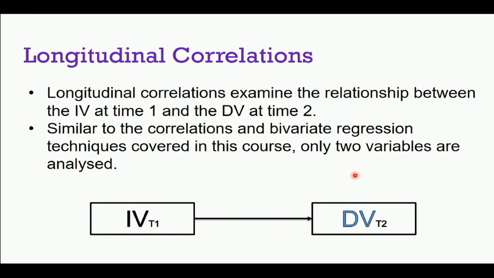Okay, now the other thing we can do, aside from a simplex design, is have a look at longitudinal correlations. So longitudinal correlations examine the relationship between the IV at time 1 and the DV at time 2. A simplex design is the DV at time 1 and the DV at time 2. Longitudinal, we're looking at the effect of the IV now on the DV. So similar to the correlations and bivariate regression techniques in this course, only 2 variables are being analysed. So we use a Pearson's correlation here.